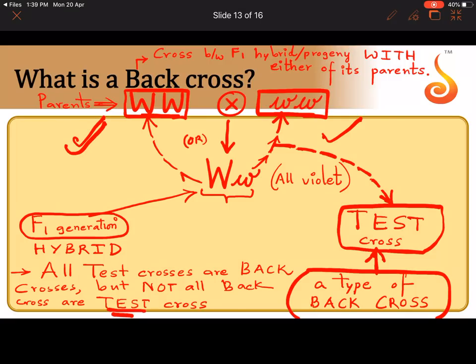So please remember, either you are crossing the F1 plant with its dominant parent or with a recessive parent. When you do it with either of them, your choice, then it is called a back cross. But if you are doing it with the recessive parent, then you give this back cross a more specific name, that is called test cross. So test cross is a more specific term for a type of back cross where you are crossing the F1 progeny with its recessive parent. I hope it is clear. Okay?